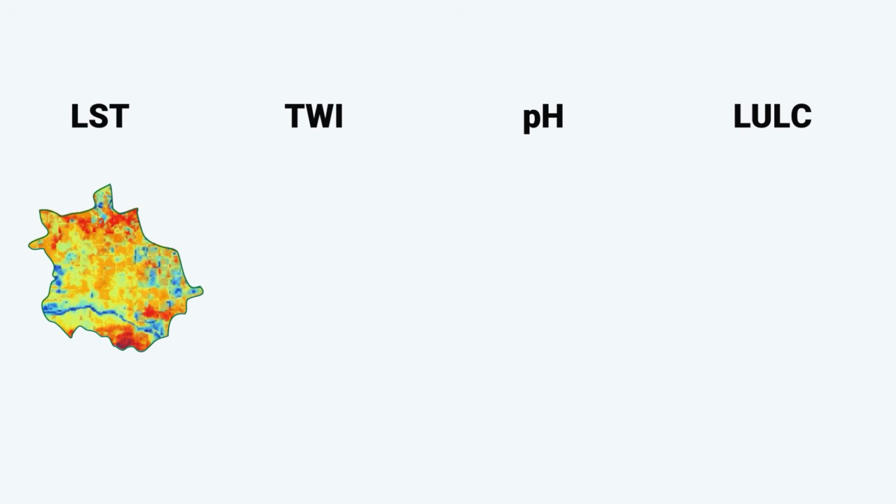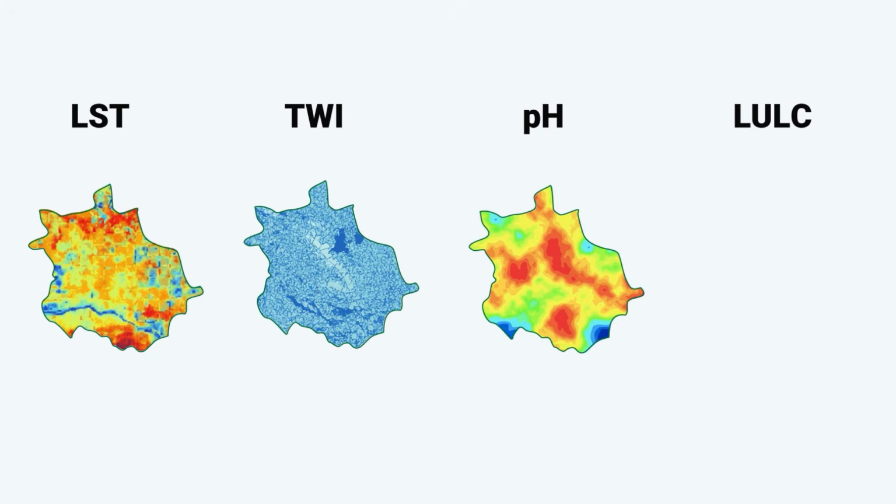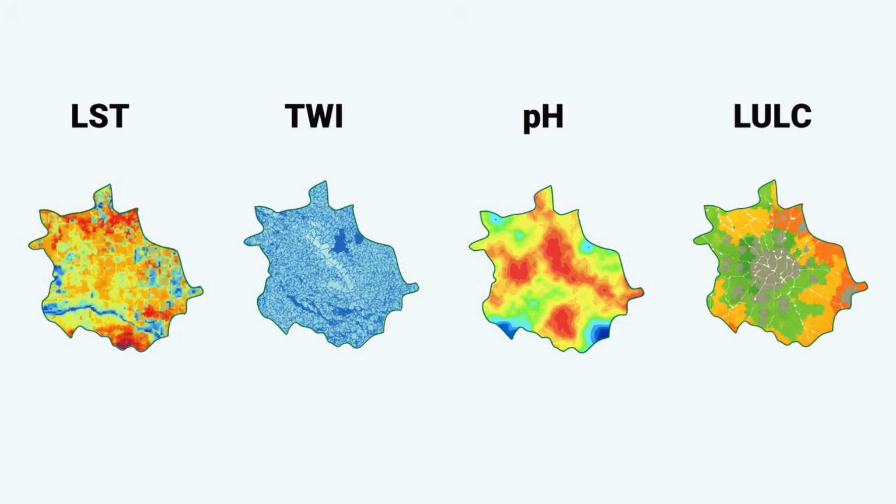To study soil microbiomes, we use 4 key datasets: land surface temperature to see how warm the ground is, the topographic wetness index to show where water gathers or drains, soil pH to reveal acidity or alkalinity, and land cover to classify forests, fields, and cities.